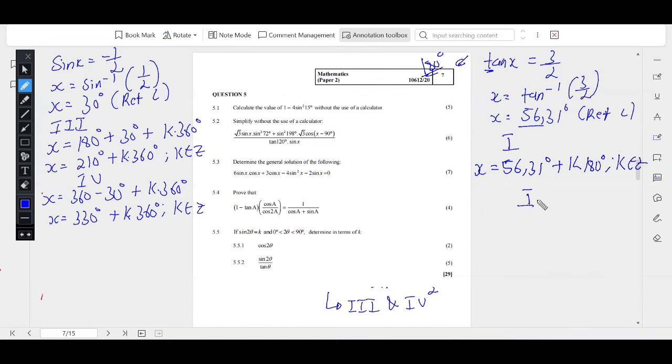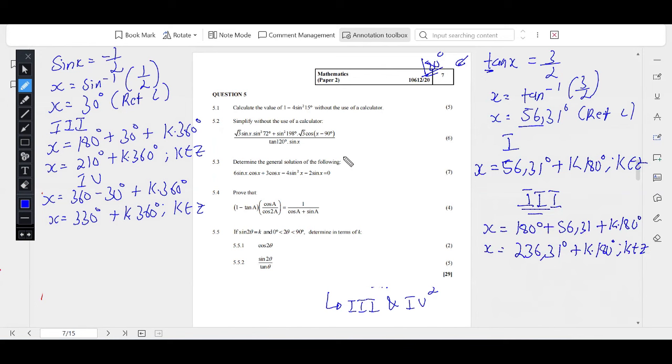Then we go to the third quadrant. Why do I keep on saying fourth? Third quadrant. Then x is 180 plus our reference angle of 56.31, and then plus k180 degrees. If we add those up, this is 236.31 degrees plus k180 degrees, where k is an element of the integers, right? So those are the solutions that we have for both tan and sine.